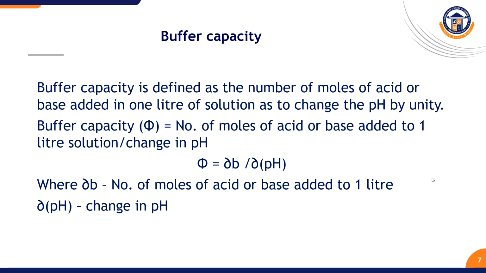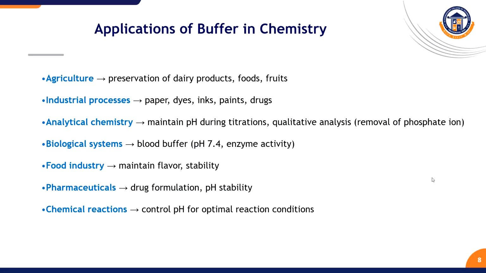So like that, by changing by unity, how many moles of acid or base are required to cause that change is called the buffer capacity. So buffer capacity is equal to the number of moles of the acid or base added to 1 liter of the solution to change the pH.